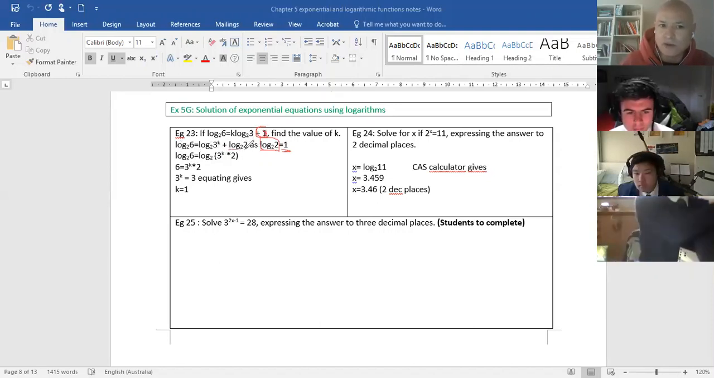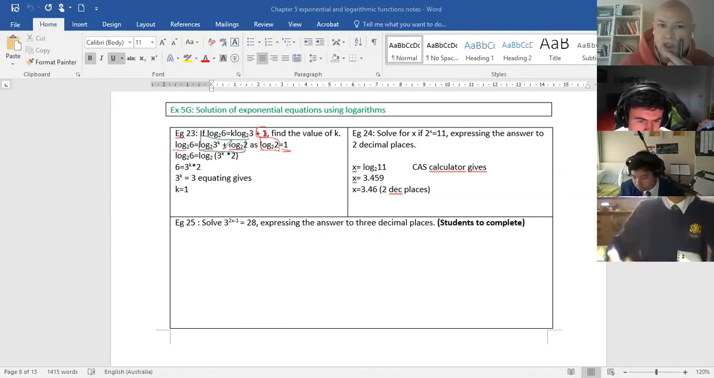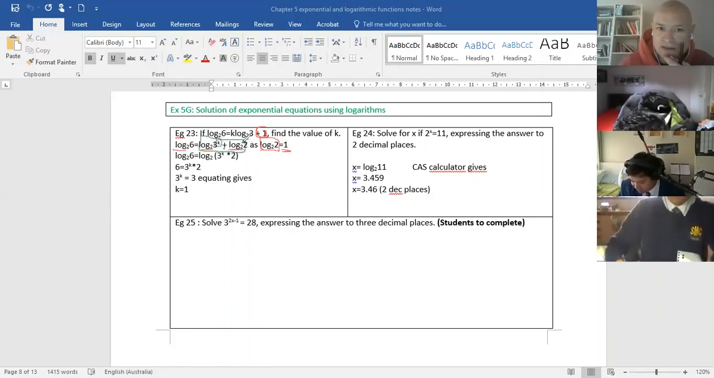And because they're all log base 2, before I can put them together and get rid of the logs, I need to put these two together because they're on one side of the equal sign. And log 2 of 3 to the power of k plus log 2 of 2, when you're adding, we times these two together. So we're going to get log 2 of 3 to the power of k times 2.